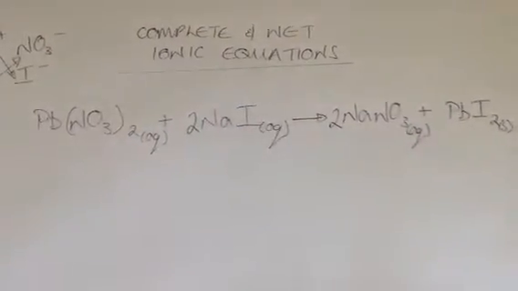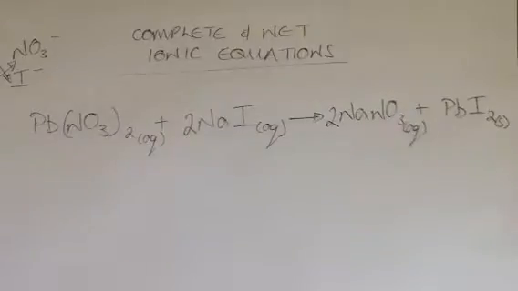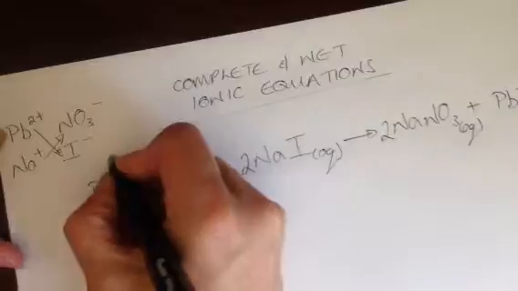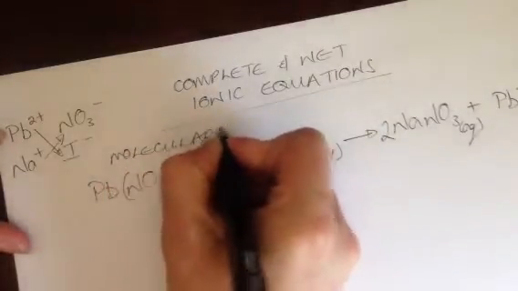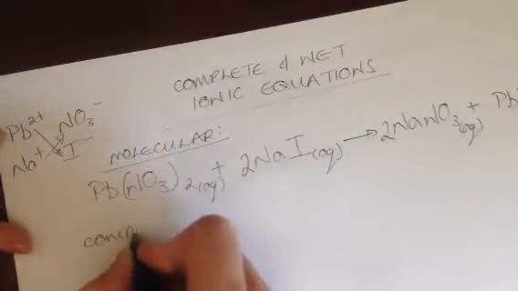Okay, so we've balanced our equation and we've predicted that we will get a precipitate. So that's one way of representing that reaction. Another way to represent that reaction is to write a complete ionic equation. And by the way, this equation as written is what we call a molecular equation. Okay, so that's the molecular equation. Now let's go ahead and write the complete ionic equation.